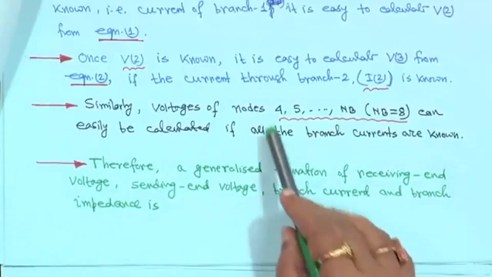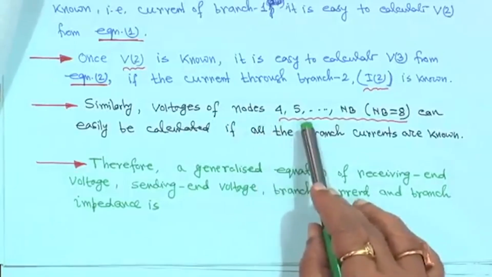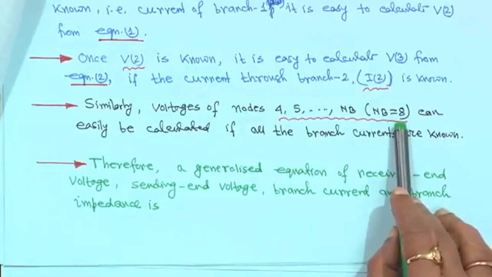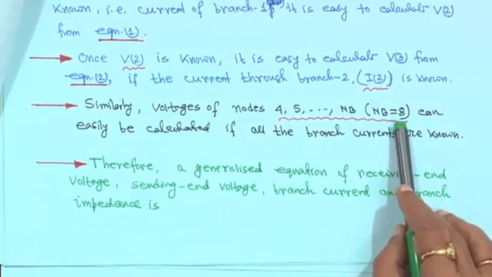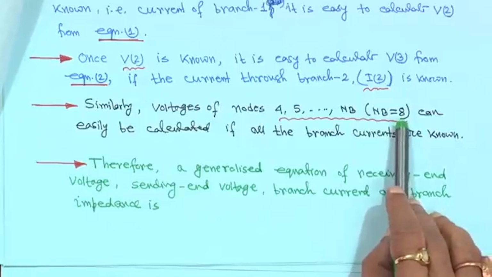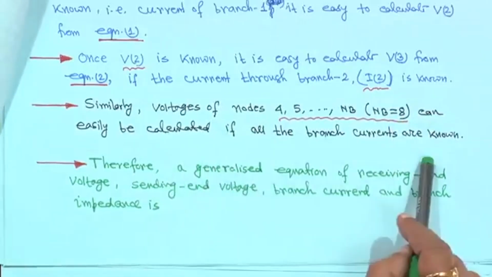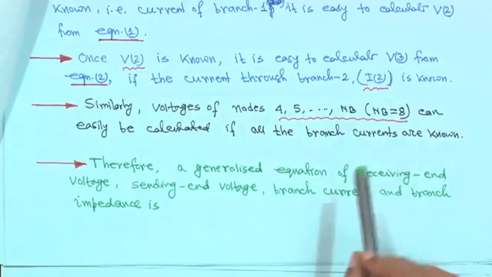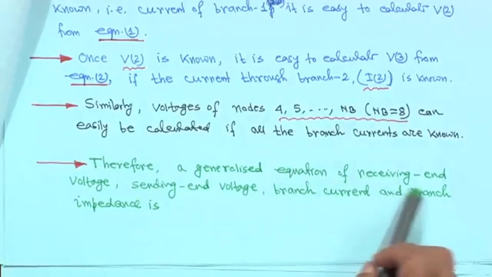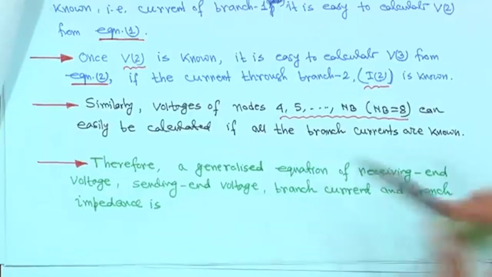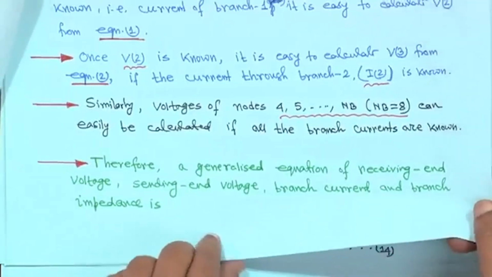Similarly, the voltages of node 4, 5 up to node NB can easily be calculated if all the branch currents are known. In this case the total number of nodes NB is equal to 8, for the diagram we have taken. Therefore, we have to write a generalized equation of receiving end voltage, sending end voltage, branch current and branch impedance.